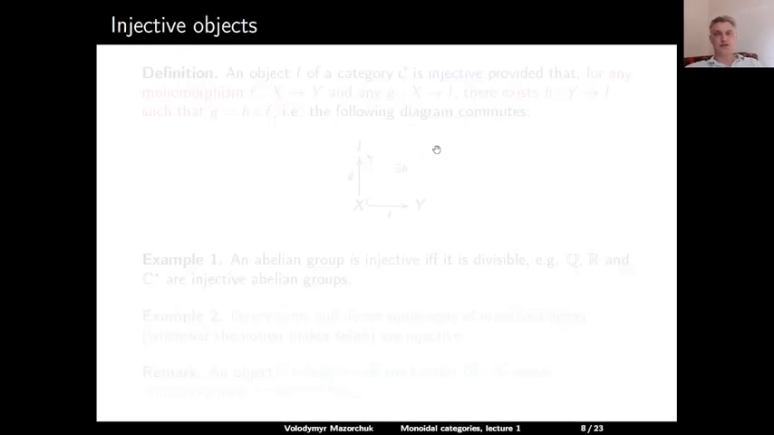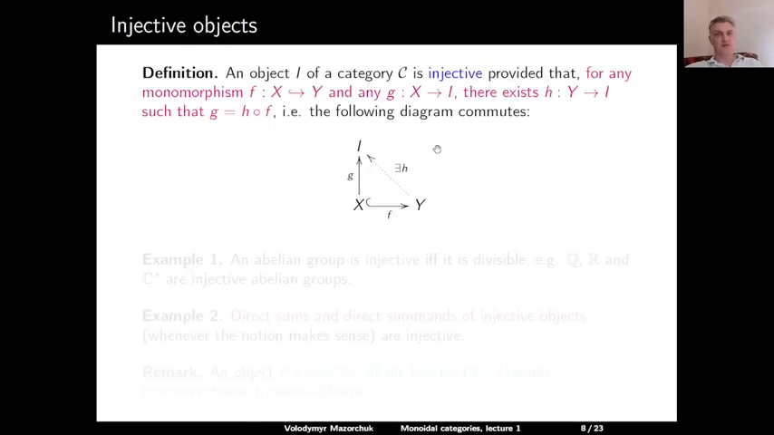The dual notion is a notion of an injective object. An object I of a category C is injective, provided that for any monomorphism f from any object x to any object y, and any morphism g from x to I, there exists a morphism h from y to I such that g factors as h after f. In other words, the following diagram commutes. So there is a morphism h from y to I, such that g factors as f and then h.